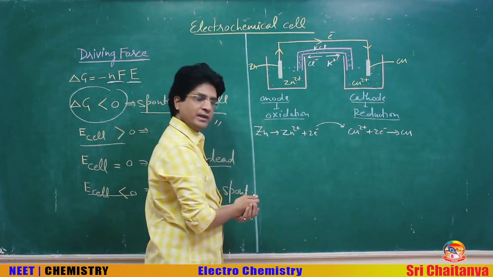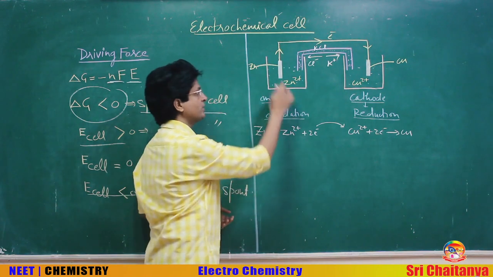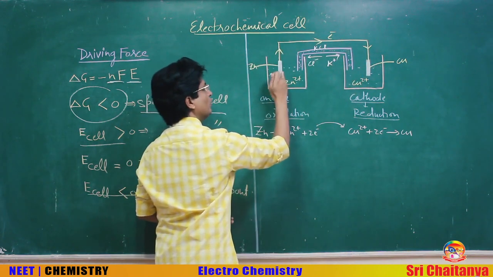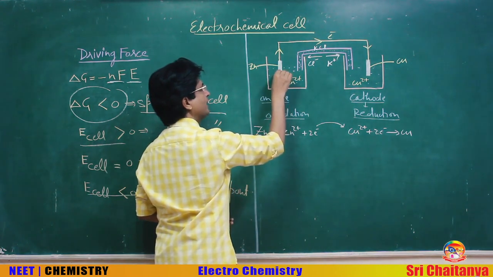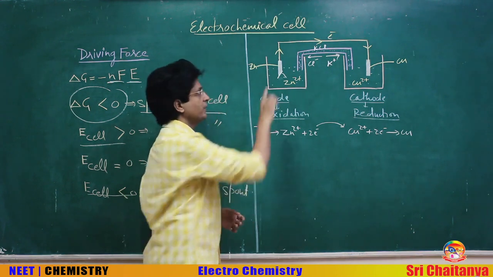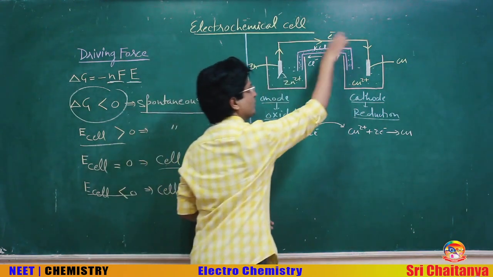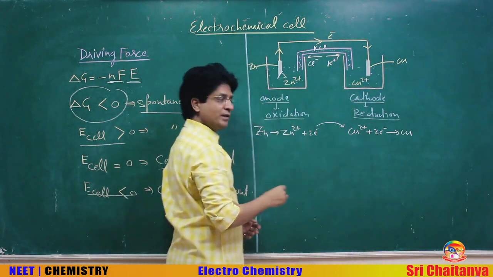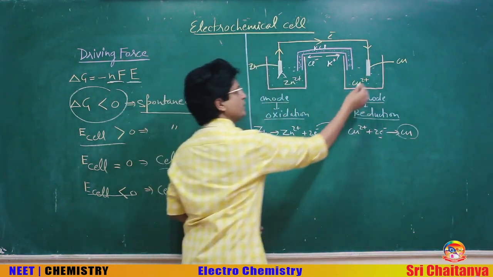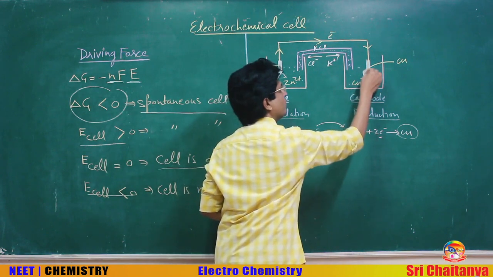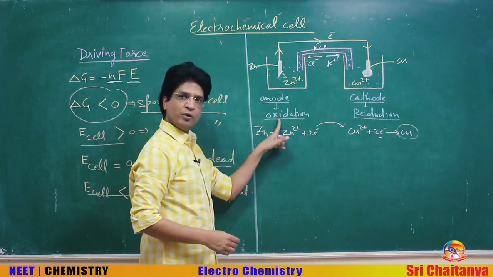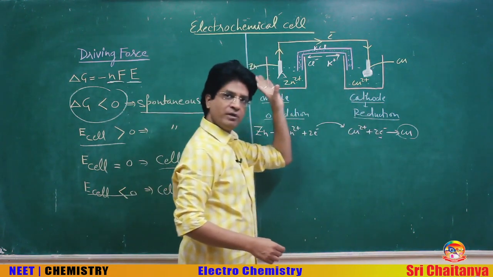Zinc starts oxidizing into zinc ions and electrons are produced. These electrons will go through the wire towards the cathode and zinc will start eroding. When electrons go there, we have copper ions. Copper ions will fetch the electrons and reduce to copper. So you will soon see a reddish brown deposition of copper at the cathode. Remember that at the anode we always have oxidation and at the cathode we always have reduction.